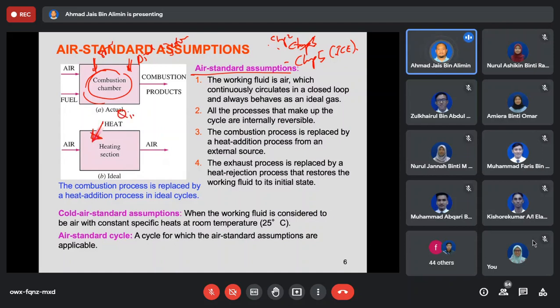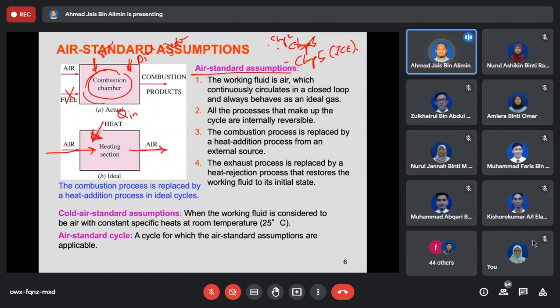So you have the Q in parameter, and then you neglect the presence of fuel. Everything, you assume air is being supplied into the chamber, and then the Q in is supplied to the system, and then after that it escapes from the given control volume. So this heat addition process is based on the air standard assumptions.